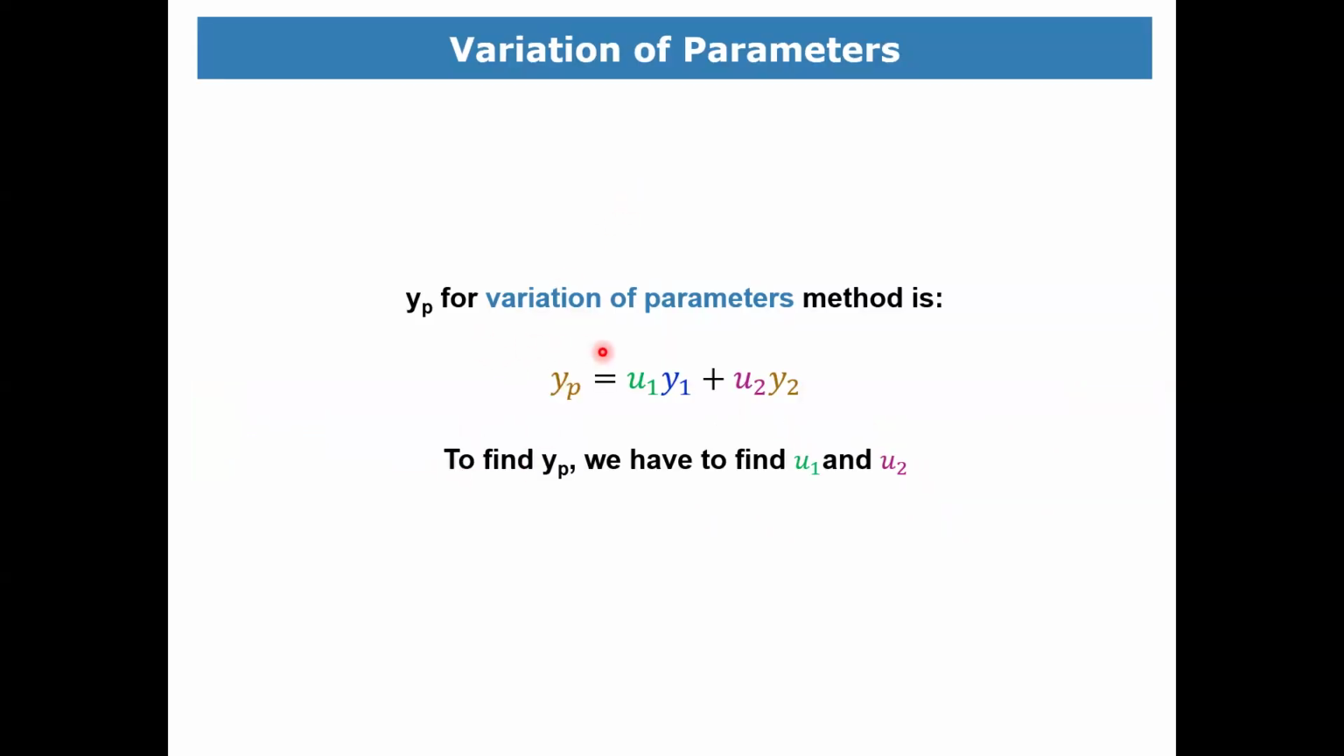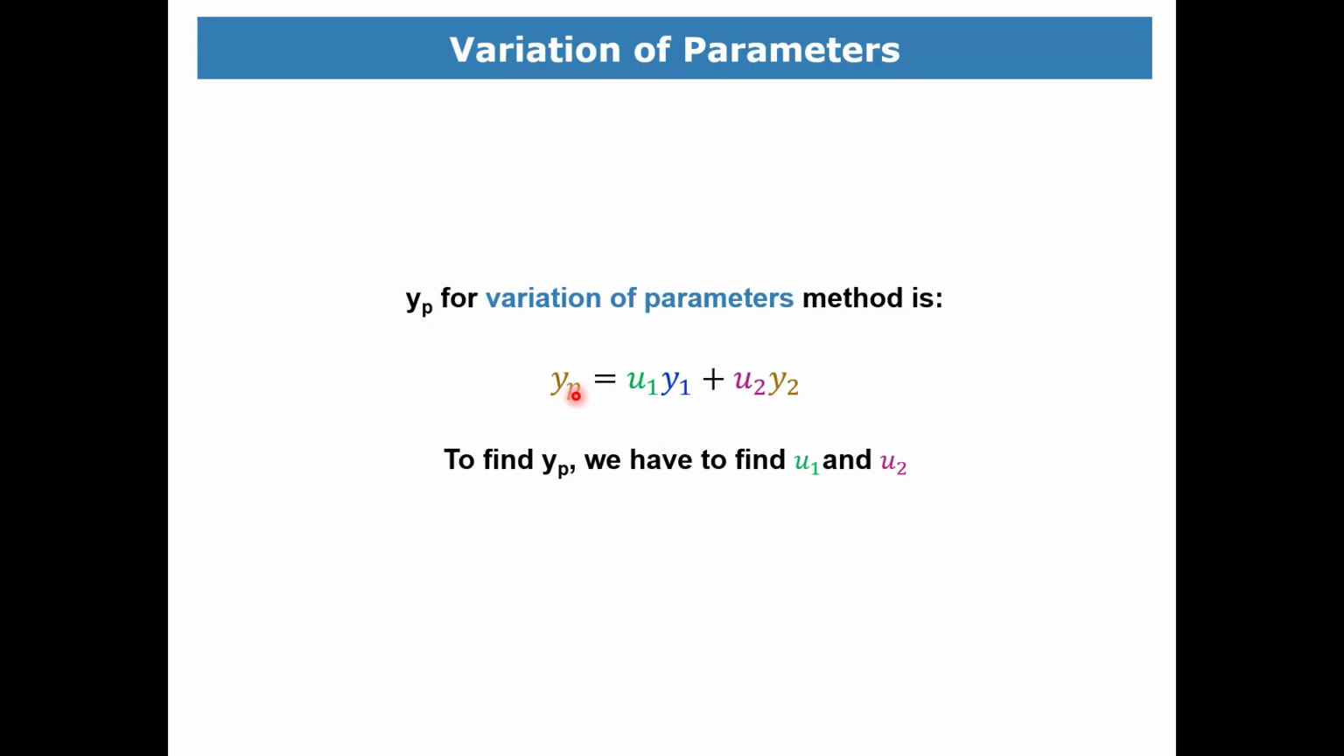As I have said before, to find a solution for a non-homogeneous linear second ODE, we have to find YH and YP separately. For YH, we can use the constant coefficient and Euler-Cauchy methods. And for YP, we can use undetermined coefficient that I have previously explained, or we can use variation of parameters.